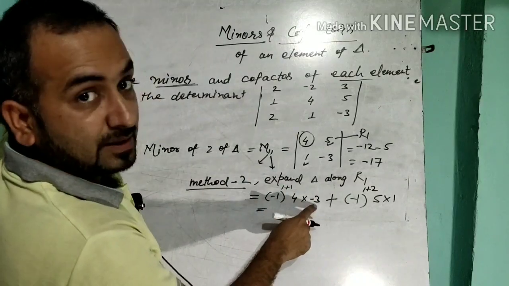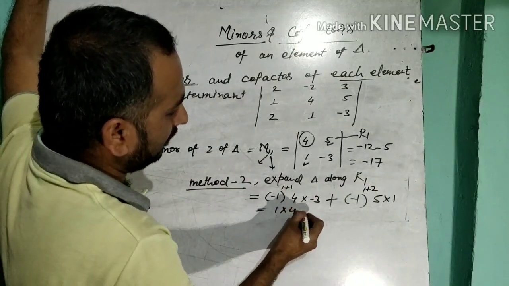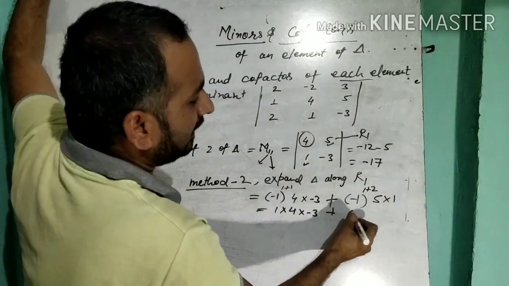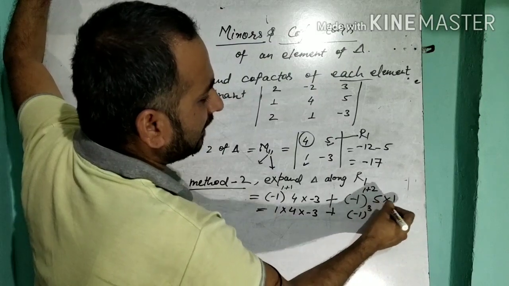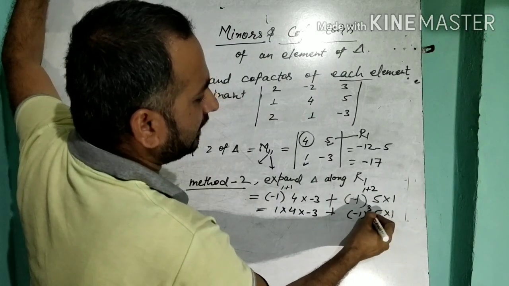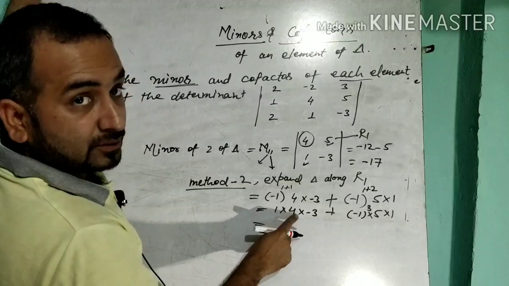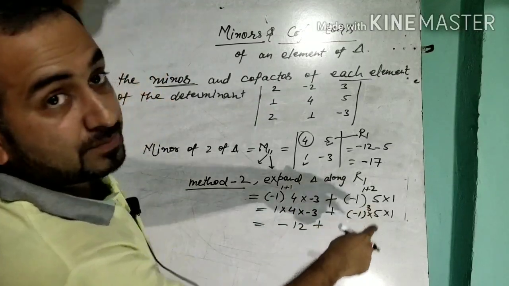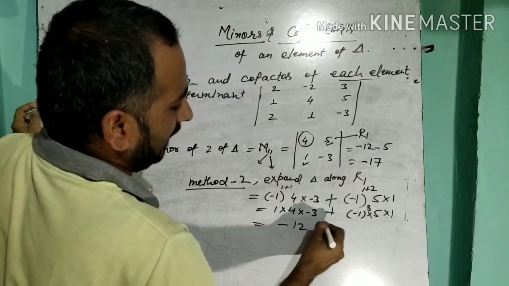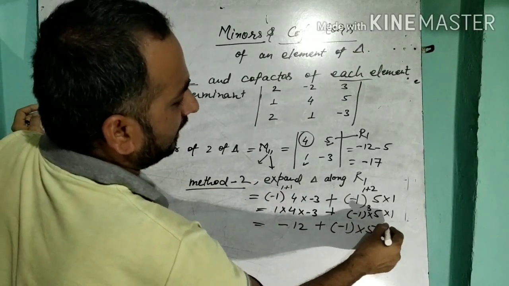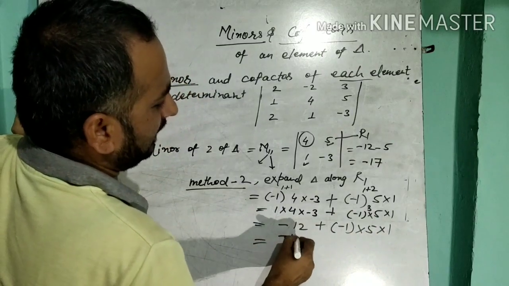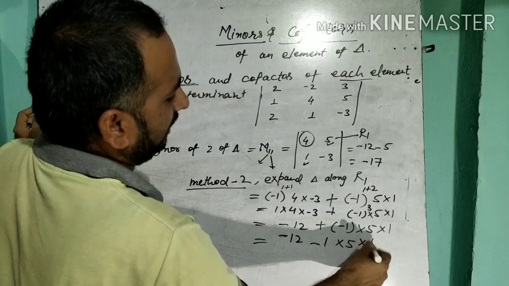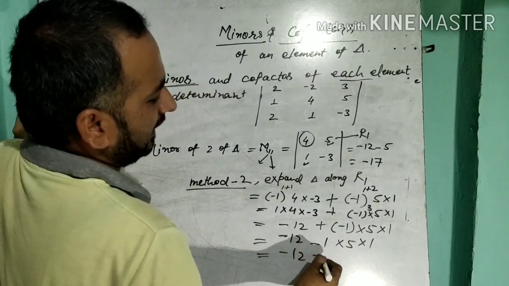So it's 1 into 4 into minus 3, which is minus 12, and plus minus 1 to the power 3, this becomes minus 1 to the power 3, and 5 into 1. So 1 into 4 into minus 3 is minus 12, and plus minus 1 into 5 into 1. So this is minus 12 and minus 5.